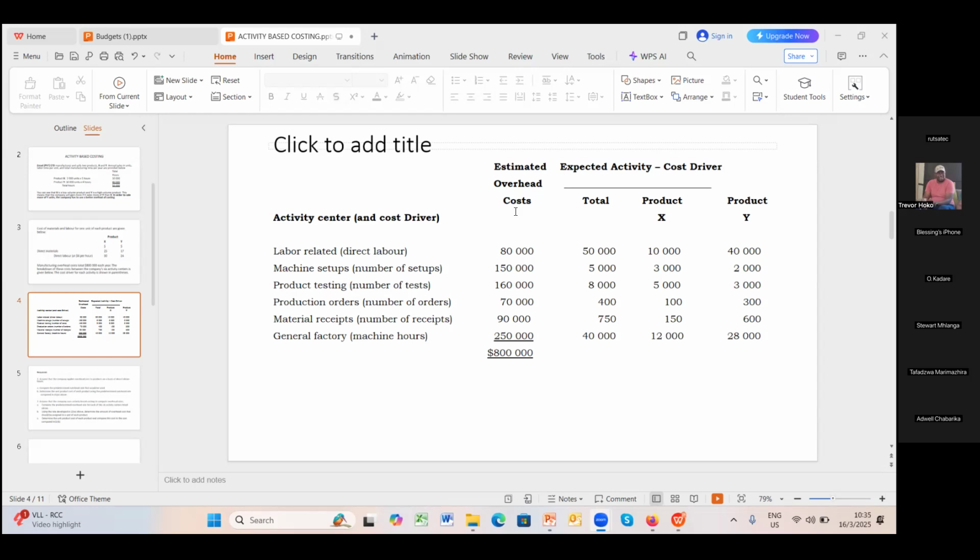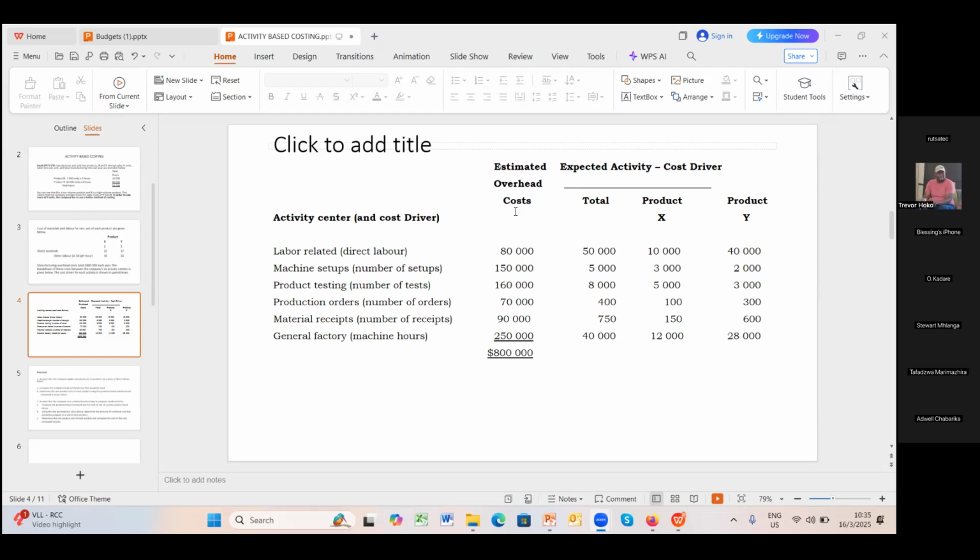The process in absorption costing is still the same with activity-based costing. The difference between absorption costing and activity-based costing is that under absorption costing, we use only one cost driver. In this case, we have used the labor hour as the cost driver to allocate overhead costs. But under activity-based costing, we use more than one cost driver. In this case, we have used 6 cost drivers to allocate the overhead costs and then come up with the cost per unit.